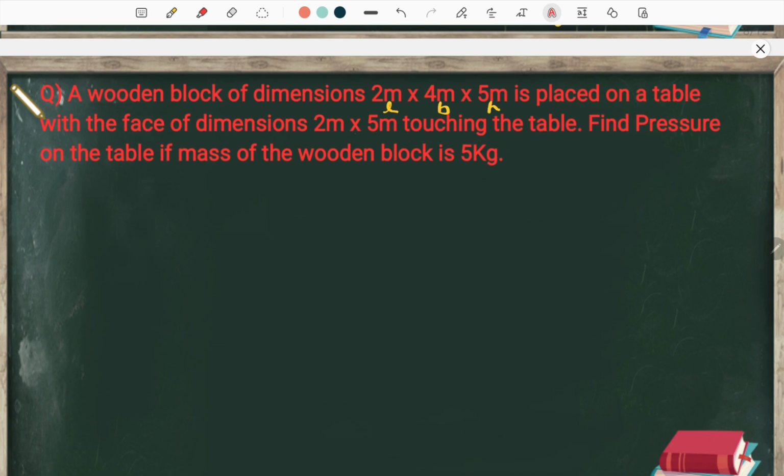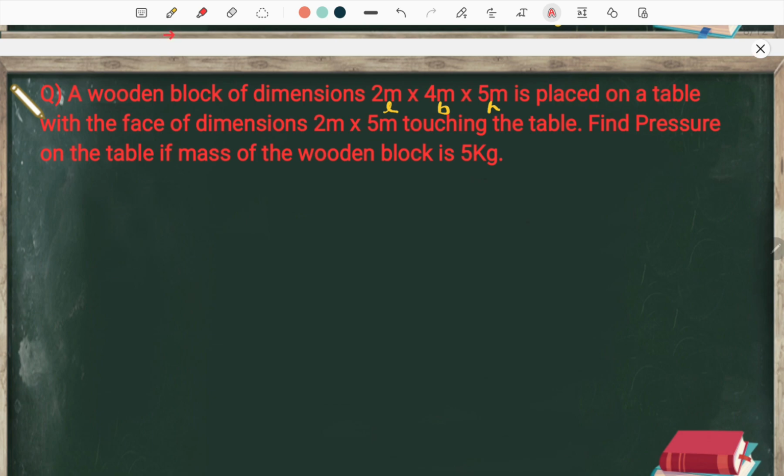table. This wooden block can be kept in 3 combinations, that is length and breadth touching the table, or breadth and height, or length and height. So 2 and 4 is the first combination, 4 and 5 is the second combination, and 5 and 2 is the third combination. So like that, 2 meter is the length and 5 meter is the height. So they are keeping this like this on the table.